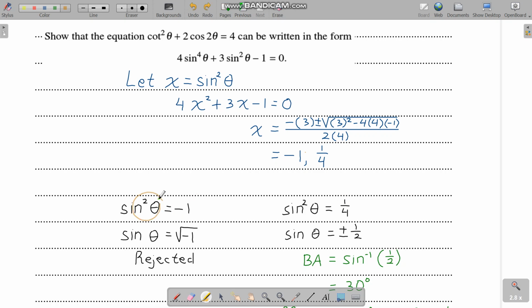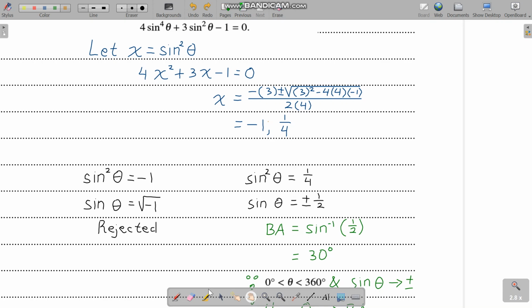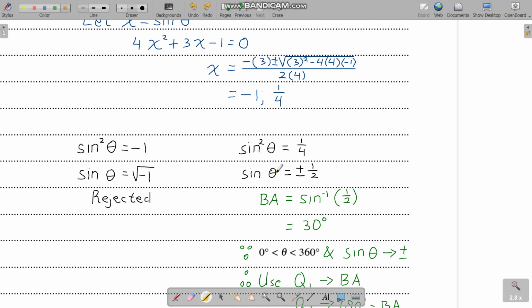If sine squared is minus 1, after you take the square root of both sides, you get sine theta equals the square root of minus 1, which is imaginary, so this is rejected because we don't use complex numbers here. We don't use imaginary numbers. Now for this, after you take the square root of both sides, you get plus or minus 1/2. So for the base angle, we use inverse trigonometry. In this case, we use inverse sine, and we use the positive value. So we don't use negative, we have to use something positive to get the base angle in the first quadrant. Use a calculator, you get 30 degrees.